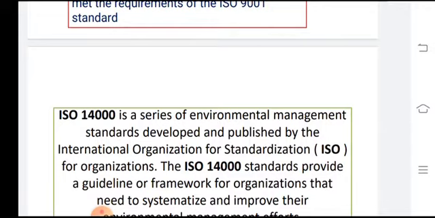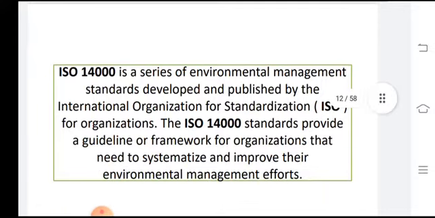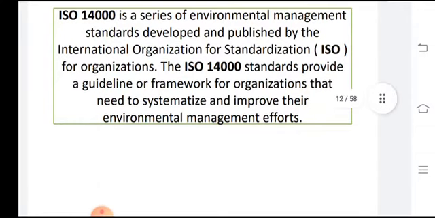Now the ISO series which is purely dedicated to the environmental activities is called the ISO 14000 series. ISO 14000 is a series of environmental management standards developed and published by the International Organization for Standardization, ISO, for organizations, and it again provides guidelines, a framework for organizations that need to systematize and improve their environmental management efforts.